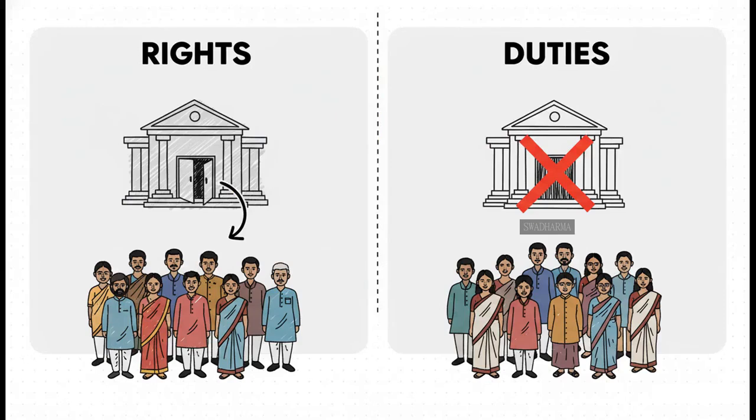And this brings us to a really core difference between our rights and our duties. Our fundamental rights, which you'll find in Part 3 of the Constitution, are justiciable. That means you can absolutely go to court to enforce them. But our duties, over in Part 4A, they are non-justiciable. It's also super important to remember that duties apply only to Indian citizens, whereas some rights actually extend to foreigners who are living in India as well.